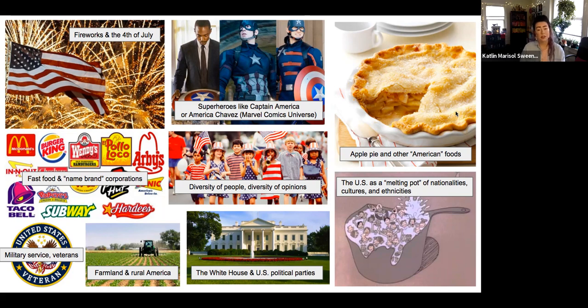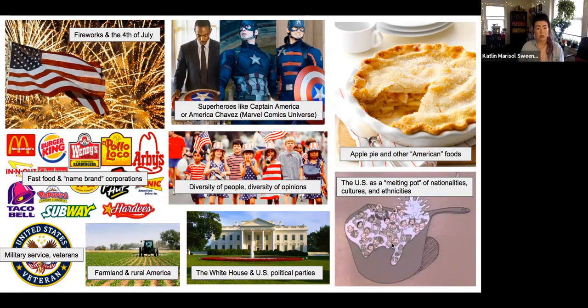Diversity of people and diversity of opinions oftentimes comes up alongside the US as a melting pot of nationalities, cultures, and ethnicities. And this image I've pulled here is from Schoolhouse Rock, which is a series that teaches children about a variety of topics. And they do one about the US government and Americanness. This visual of a melting pot and this notion of a diverse country are terms that come up quite a bit from politicians, in daily life, and in pop culture, right?